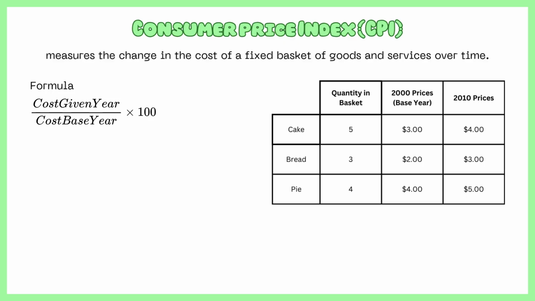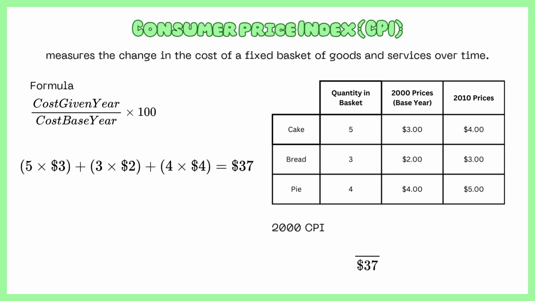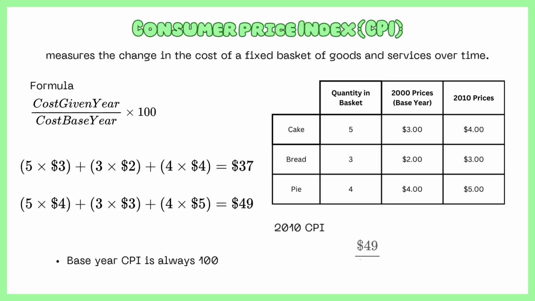Suppose in an economy, the basket of goods only contains cakes, bread, and pie, and their quantities remain unchanged between 2000 and 2010, and 2000 is the base year. In order to calculate CPI, we must find the cost of the basket of goods during each year. The cost of the basket in the base year is $37, and since 2000 is the base year, its basket value is also $37. So the CPI of 2000 is 100. The CPI of the base year is always 100. The basket value in 2010 is $49. So the CPI of 2010 would be about 132.